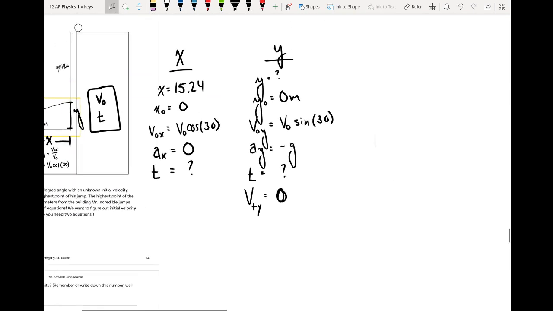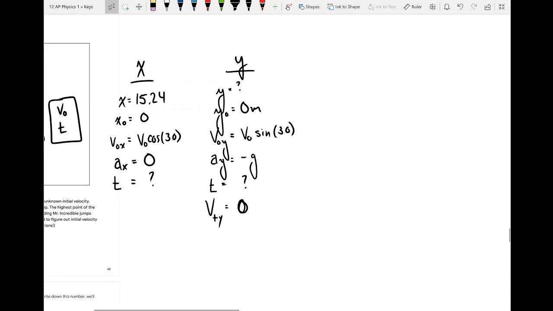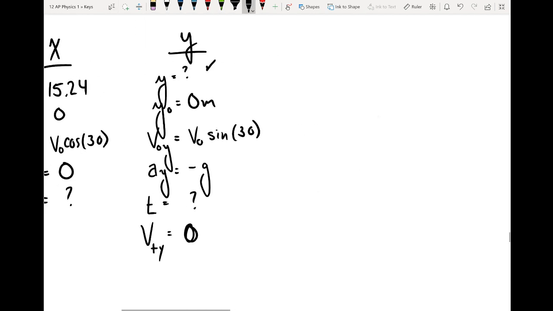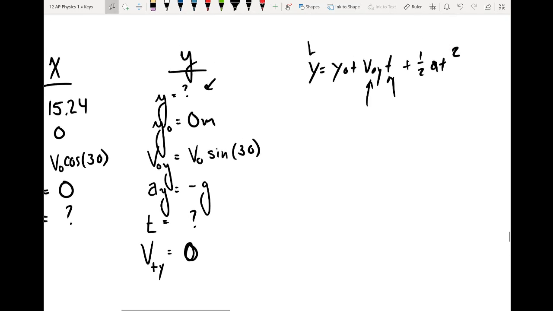So let's look in our y direction because it seems like we have a little bit more there. We don't know anything about this final position, so y equals y0 plus v0 y t plus 1/2 a t squared is not really going to help us right now because we don't know this, and we don't know this, and we don't know that. So that's not a helpful equation right now.